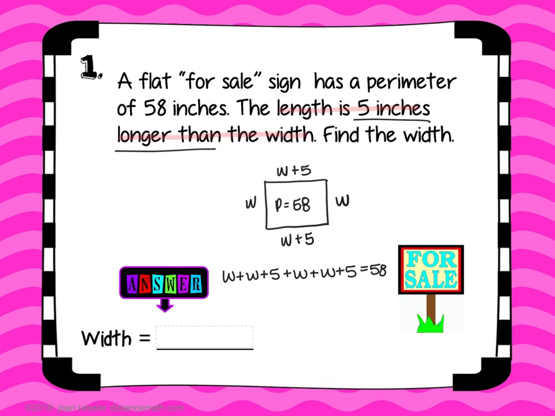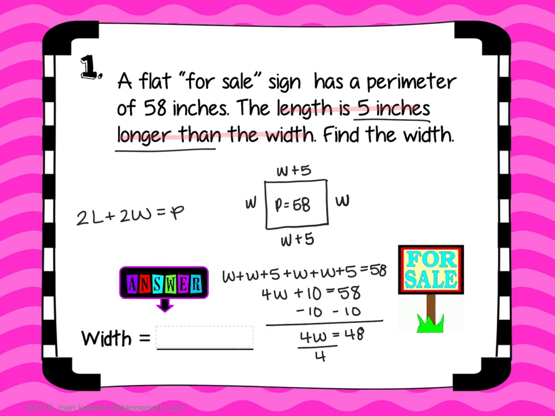You also could have used the formula 2L plus 2W equals perimeter, and you would still get the same answer. When I combine like terms, I get 4W plus 10 equals 58, and I subtract 10 from both sides. I get 4W equals 48, and then dividing by 4, W is 12.